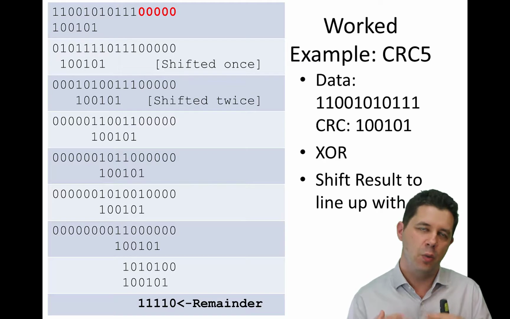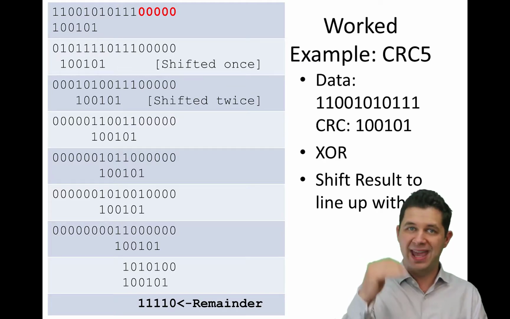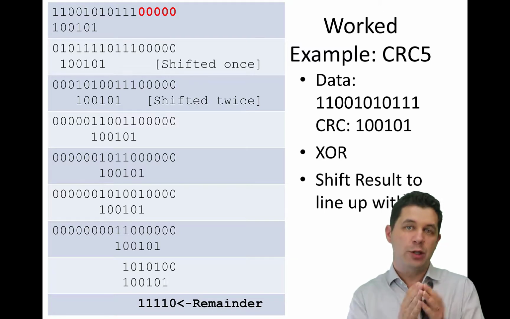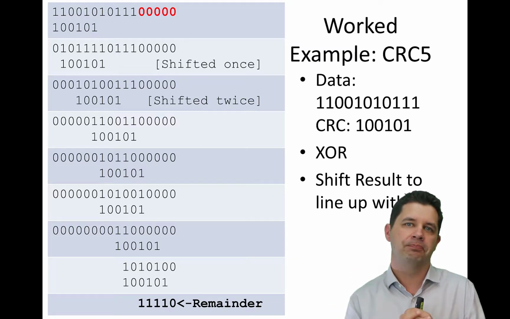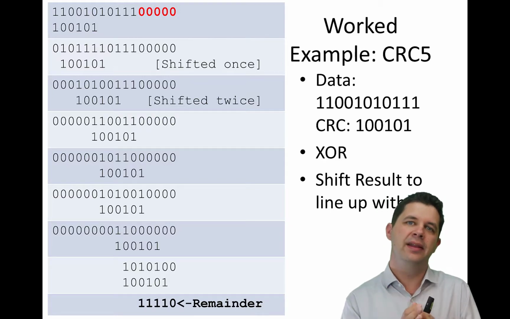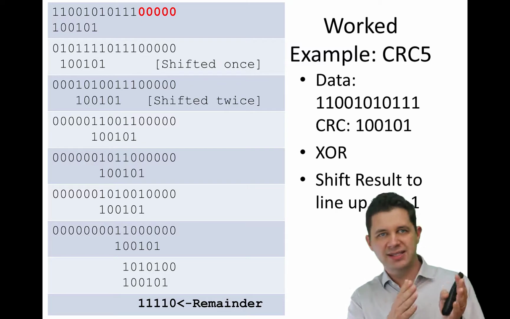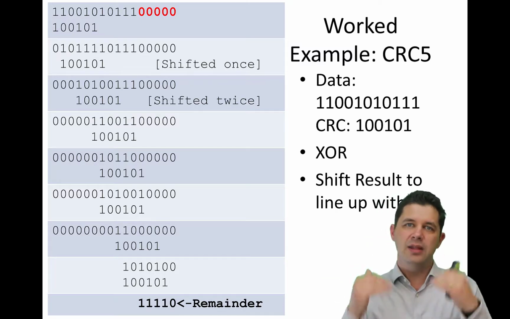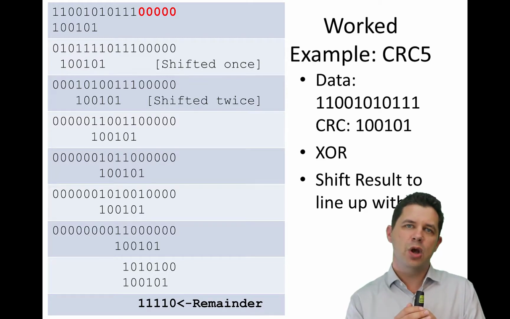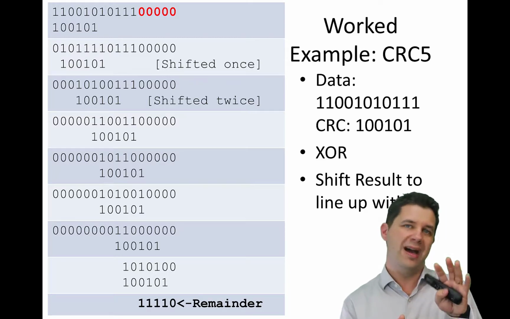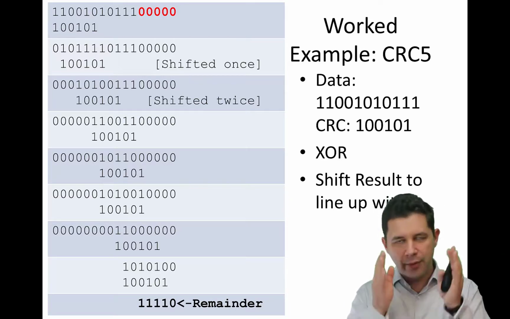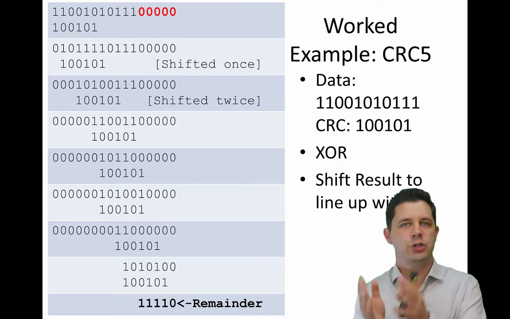So 1 XOR 1 is 0, and we perform the XOR for all those other bits. And then we've generated a new chunk of data that we've got there. Once again, we line our polynomial up with the most significant one in our new chunk of data. So in this case, we just shift it by 1. We perform the same XOR operation, and that will give us a new value. Now this time, our top 3 bits in fact are all zeros. So this time we don't shift by 1 because that would line us up with a 0 again. We shift it by 2.